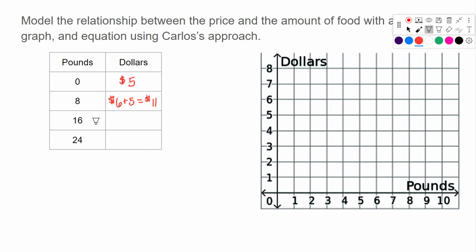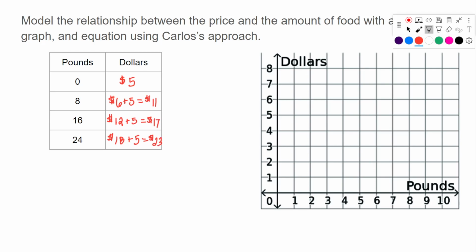So if we double the pounds to 16, we have to double the price. So that's going to be $12 plus the $5 shipping for a total of $17. And then if we add another 8 pounds, that means we add another $6. So that's $18 plus $5 for a total of $23.